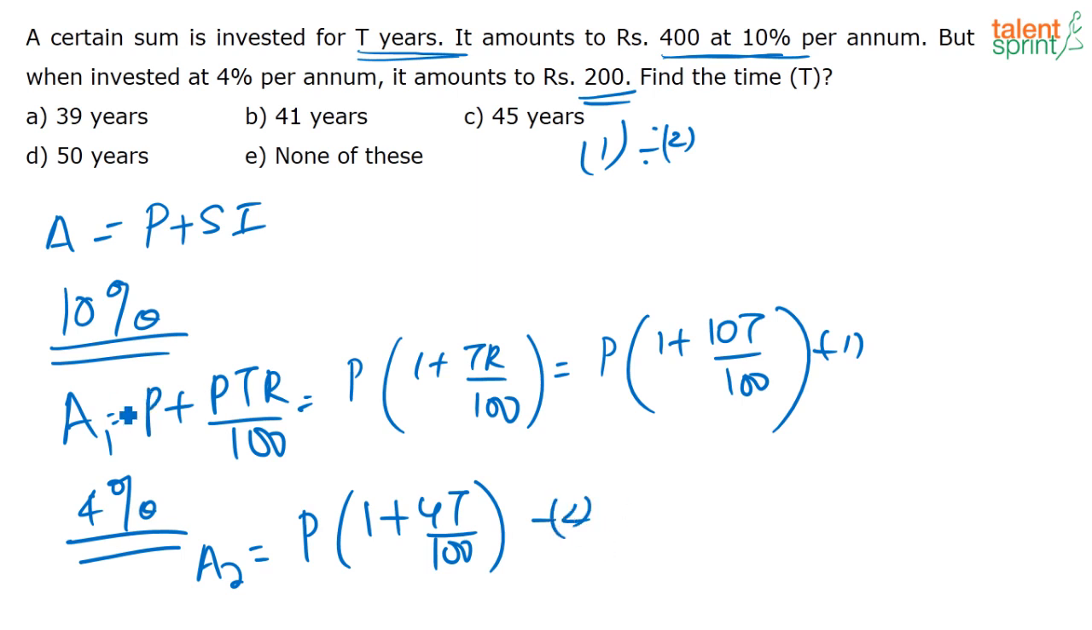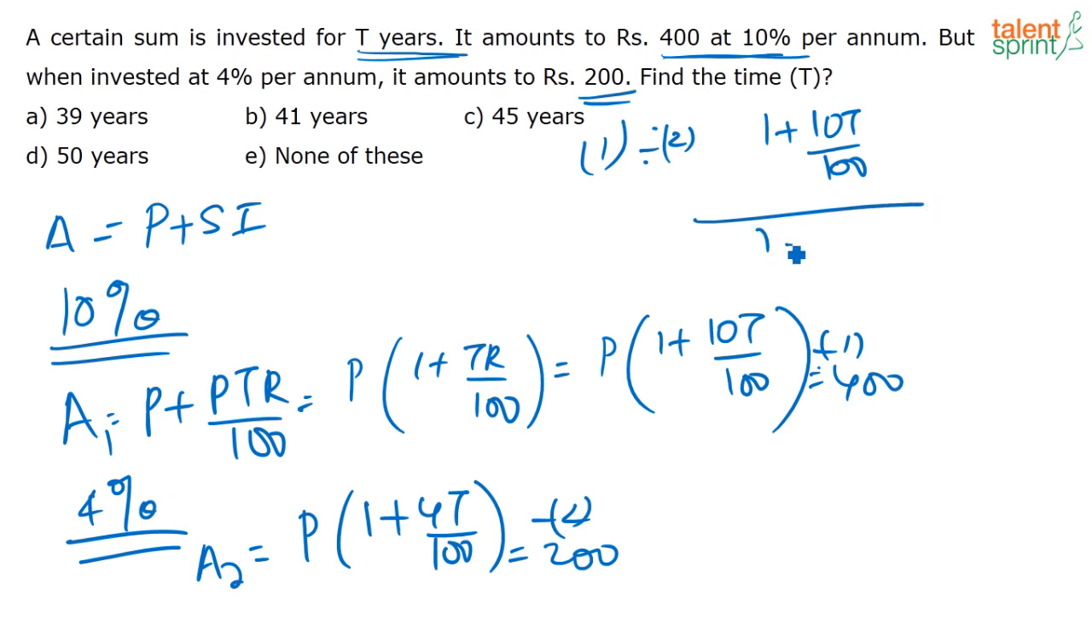What do you get? A1 by A2. Just divide these two equations, and P will get cancelled. We know this is equal to 400 and this is equal to 200. So you get 1 plus 10T by 100 divided by 1 plus 4T by 100, equal to 400 by 200, that is equal to 2. Just simplify this and find the value of T. You needn't write so many steps. Directly you can write this, put in the values and solve. The answer that you get for T would be 50.